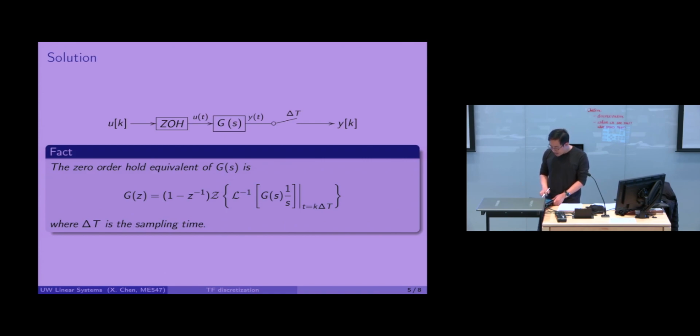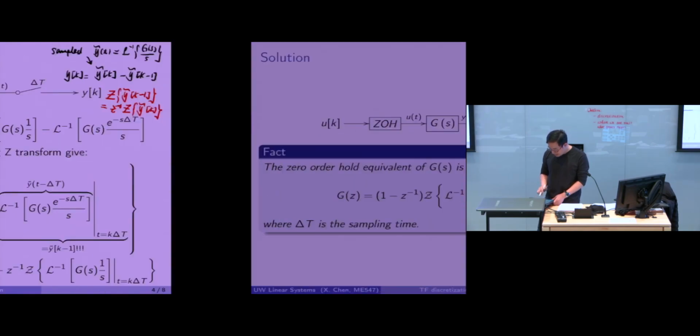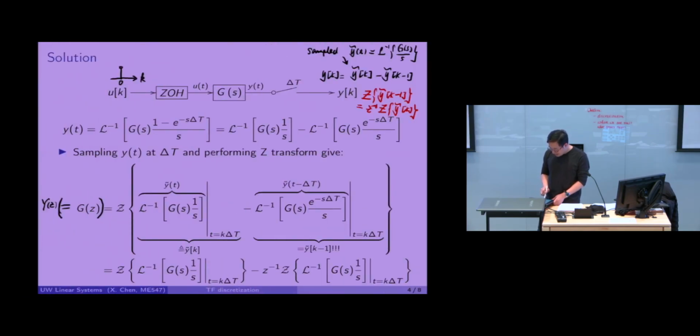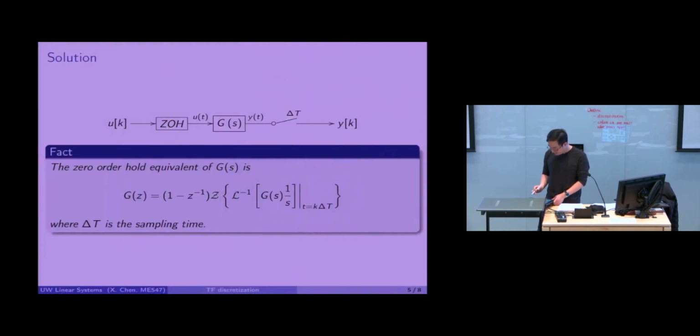It is combining the previous two terms, right? Gz is, this term is the same, this term is the same, and we can combine them together and arrive at 1 minus Z inverse times this quantity. That's the final formula: 1 minus Z inverse times the Z transform of an inverse Laplace transform that depends on the transfer function G, an integral inside, and then sampling at every delta t instance.